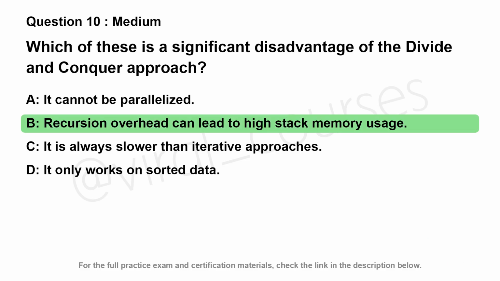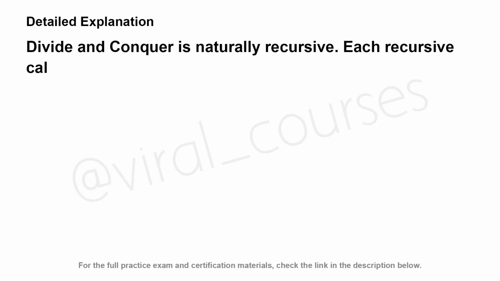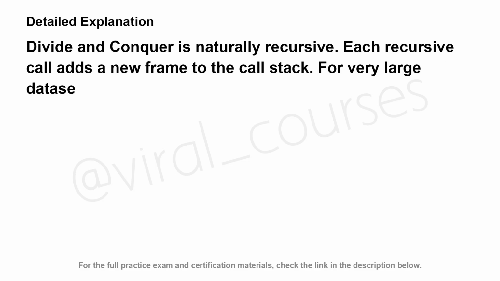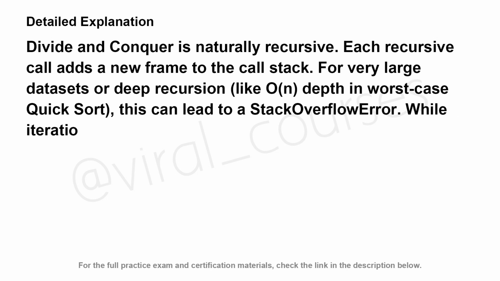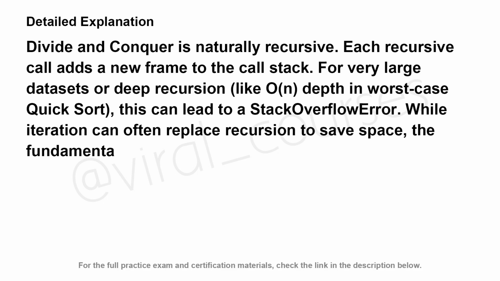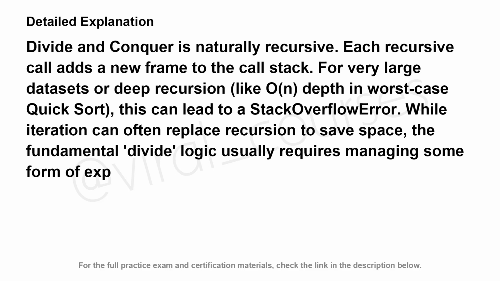The correct answer is B. Divide and conquer is naturally recursive. Each recursive call adds a new frame to the call stack. For very large datasets or deep recursion, like O(n) depth in worst-case quick sort, this can lead to a stack overflow error. While iteration can often replace recursion to save space, the fundamental divide logic usually requires managing some form of explicit or implicit stack.